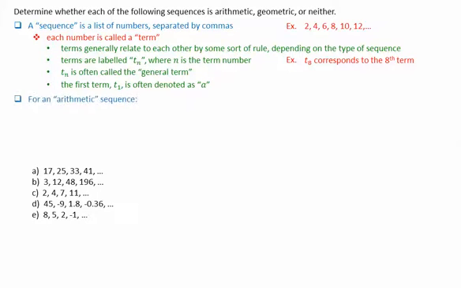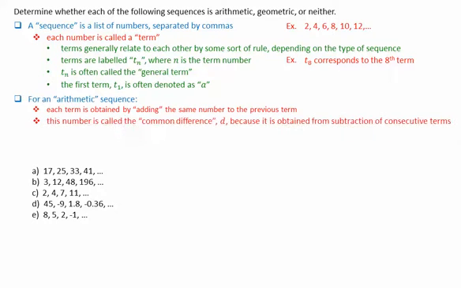For an arithmetic sequence, each term is obtained by adding the same number to the previous term. This number is called the common difference, D, because it is obtained from subtraction of consecutive terms. If subtraction of consecutive terms always results in the same number, then the sequence is arithmetic.